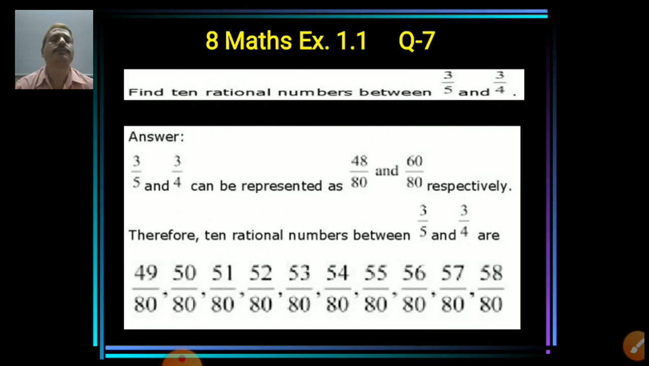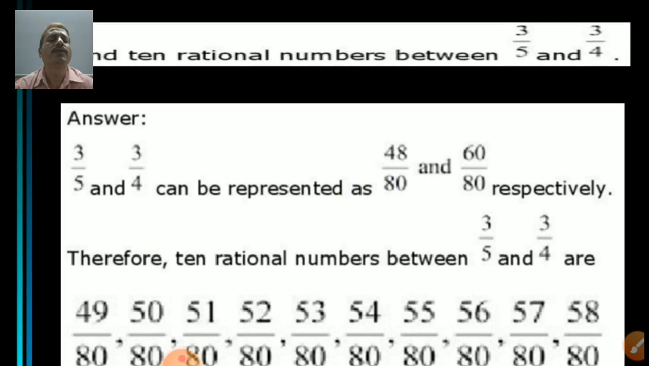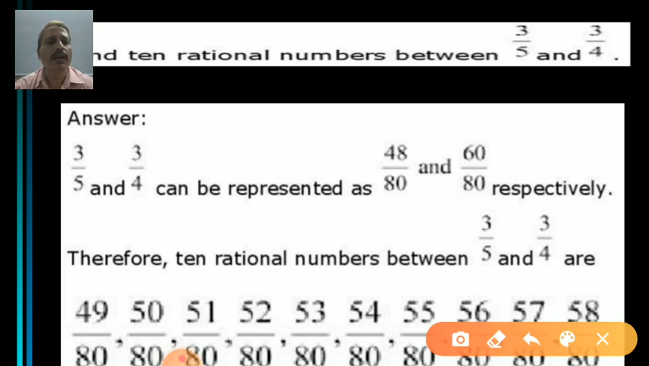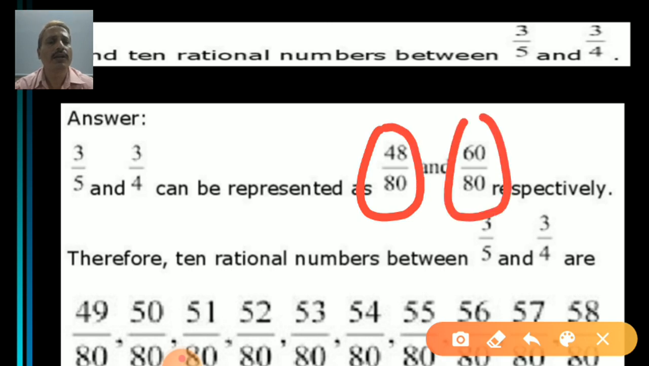Question number 7. Find rational numbers between these two numbers. Now you have a clear idea how to find a rational number between two numbers. Make them in a proper way, with equal denominators. Here they ask us for 10 numbers, so try to take a big number. Cross multiply, then you can take the big number. Good. So here are the 10 numbers between 48 and 60.